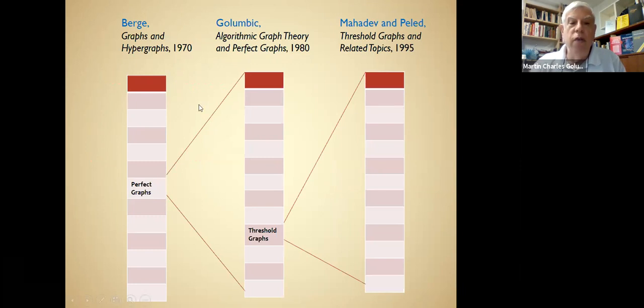Now, if you look at the history of certain books, Berge, when he wrote Graphs and Hypergraphs, had one chapter on perfect graphs, about 25 pages. When I wrote my book on algorithmic graph theory and perfect graphs, I expanded each of his sections and others into the whole book. And I had one chapter on threshold graphs. And what Mahadev and Peled did was expand on threshold graphs to give all sorts of other new developments that happened over 15 years to create their book.